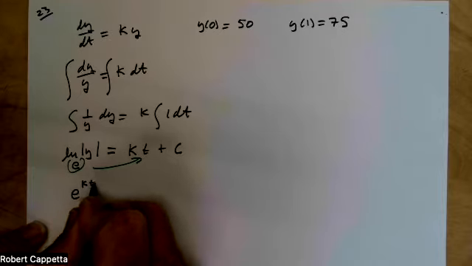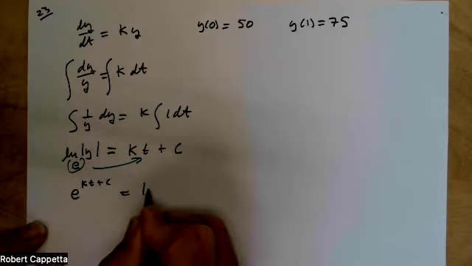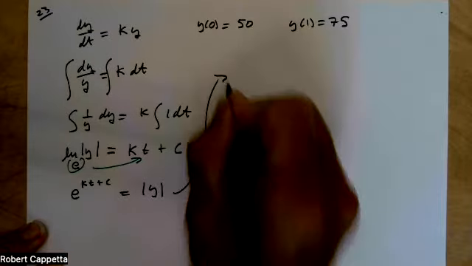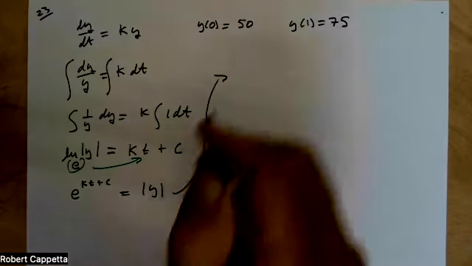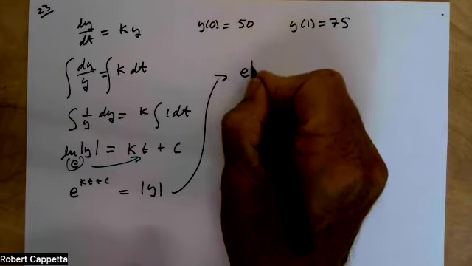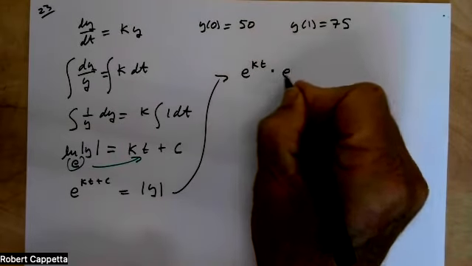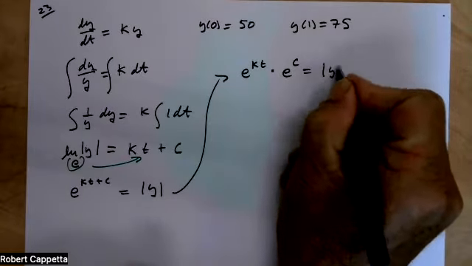e to the kt plus c is the absolute value of y. Now e to the kt plus c is the same as e to the kt times e to the c, which is the absolute value of y.